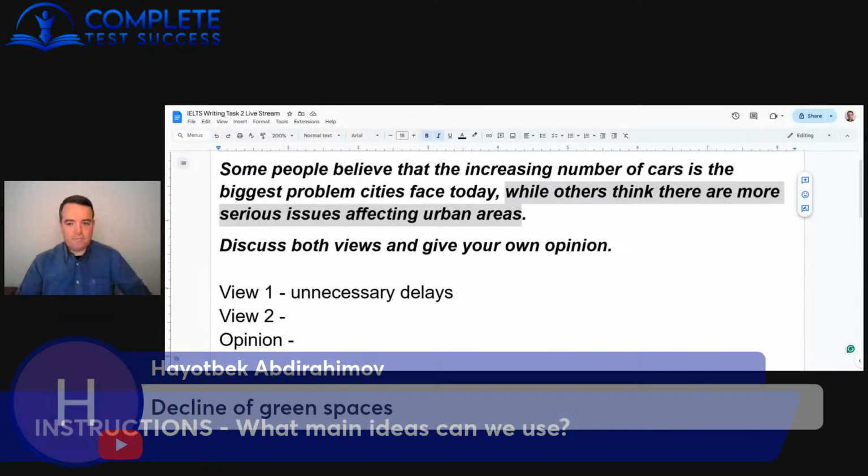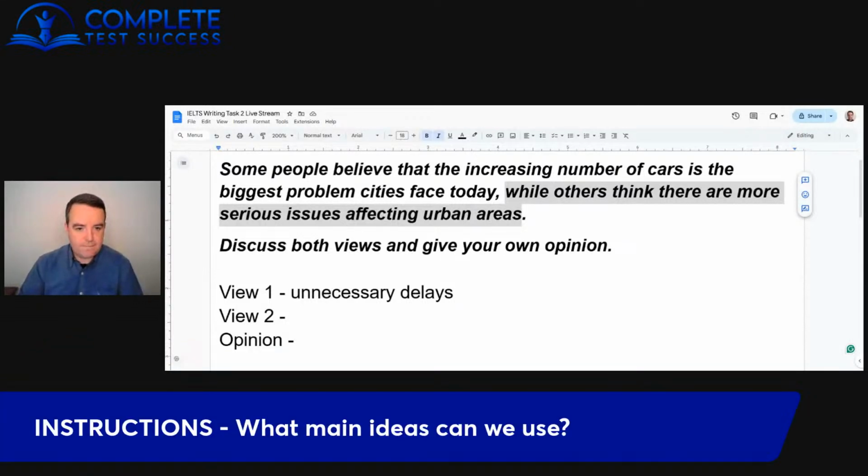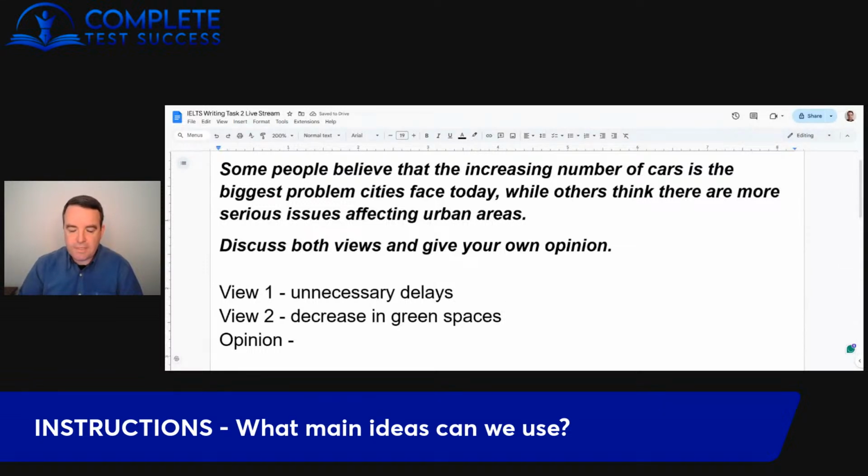Decline of green spaces. Okay, that works perfectly. Hayot Beck, that one is perfect. So let me see, how did you phrase that? Decline of green spaces. Let's say decrease in green spaces. Okay. So we need one other idea, and it can be from either side. It doesn't matter whether we're talking about view 1 or view 2.